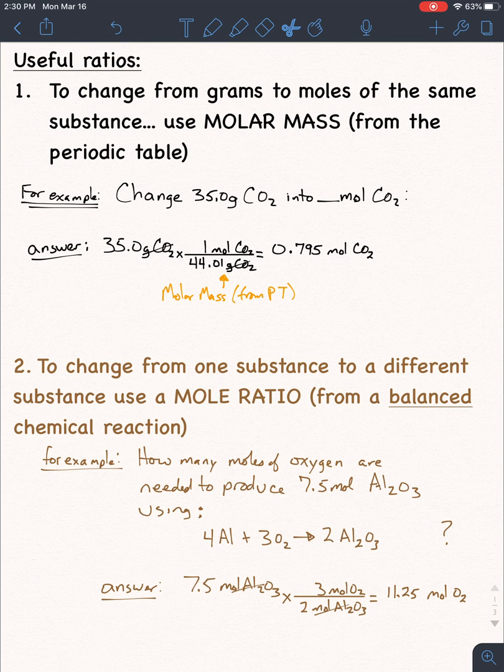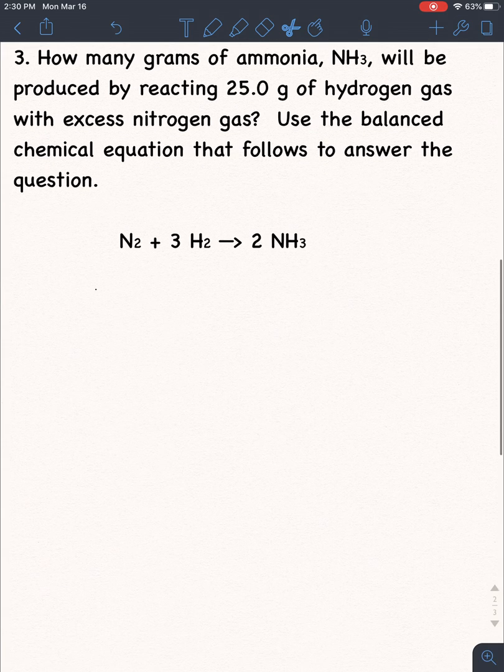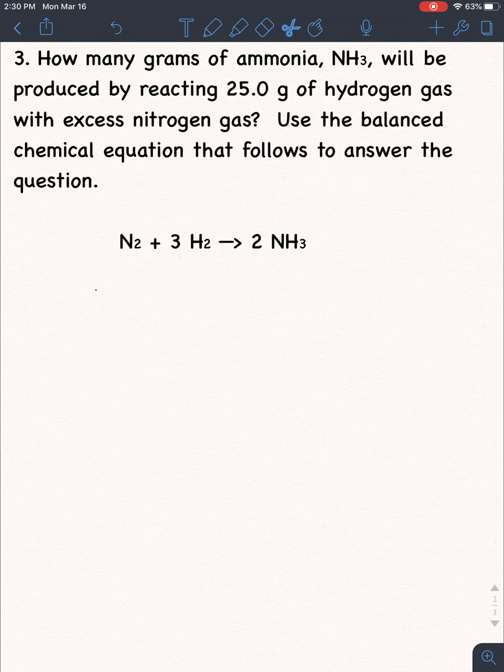Now that you understand, and you know that you understand, the two types of ratios we're going to use, let's look at a sample question. As always, with any problem, you want to identify what's given to you and what you need to find, or what you want. In this case, the question says, how many grams of ammonia, which is NH3, will be produced by reacting 25 grams of hydrogen gas with excess nitrogen gas? Use the balanced chemical equation that follows to answer the question.